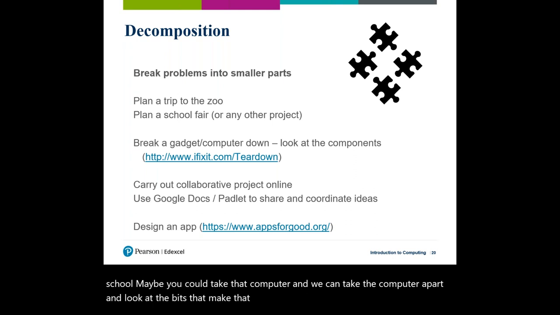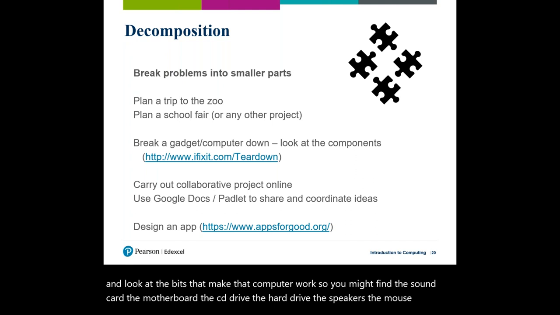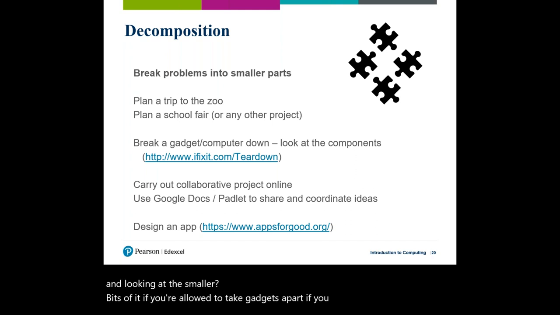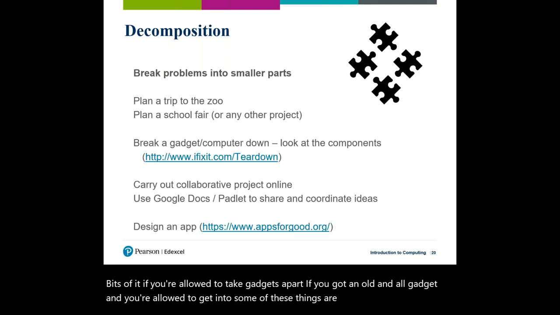So you might find the sound card, the motherboard, the CD drive, the hard drive, the speakers, the mouse, the keyboard. What do all those bits do? We're taking a bigger computer and looking at the smaller bits of it. If you're allowed to take gadgets apart, if you've got an old gadget and you're allowed to get in, because some of these things are so locked down and they're hard to open, you can take a look at that as well.